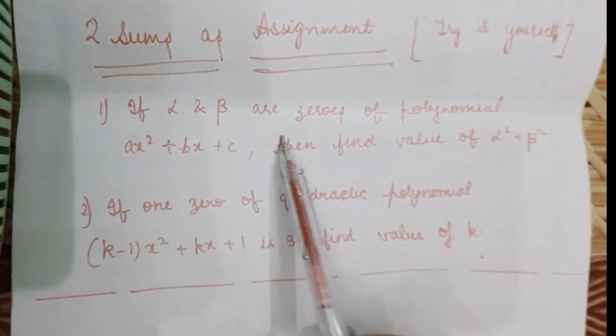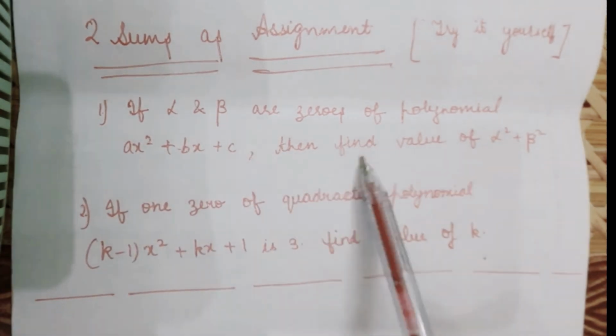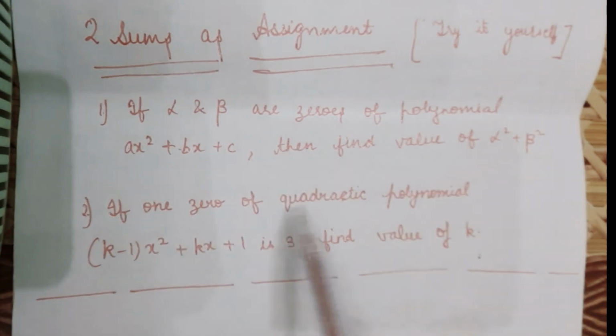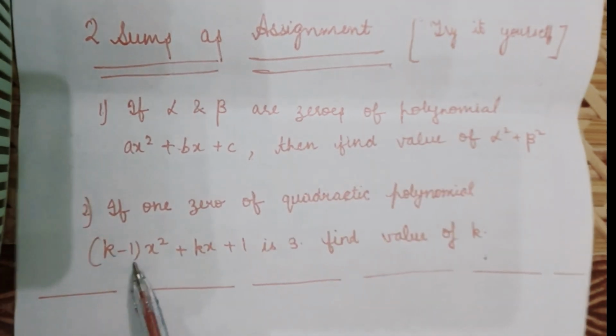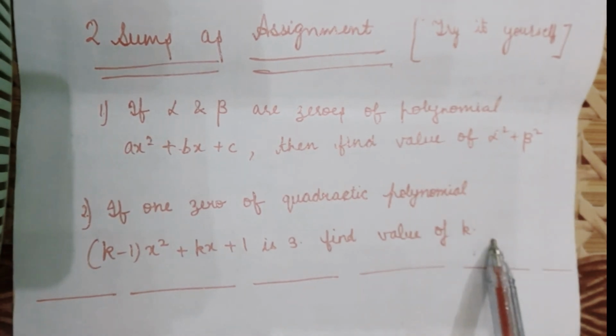First one is, if alpha and beta are zeros of the polynomial ax square plus bx plus c, then find the value of alpha square plus beta square. And second one, if one zero of the quadratic polynomial (k minus 1)x square plus kx plus 1 is 3, find the value of k. So that is all for today.